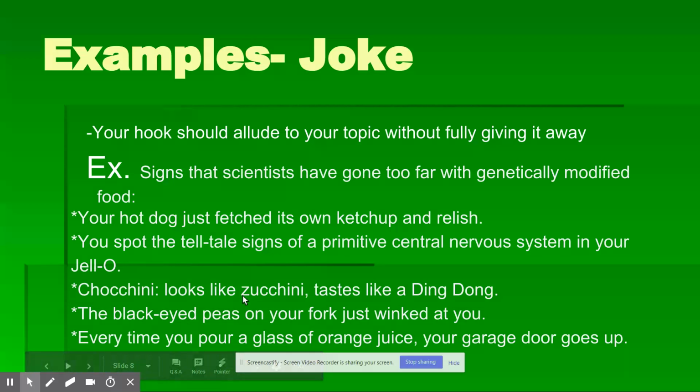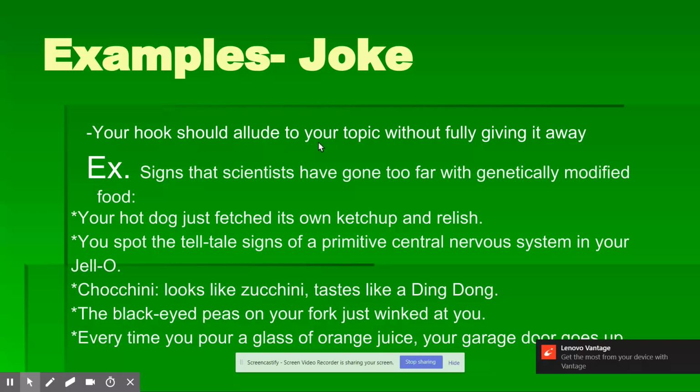So let's look at some examples here. The first example is a joke. And so again, your hook should kind of allude to your topic without fully giving it away. So people should be able to hear your hook and know what your topic is or have an inkling, but you still need to give them examples.